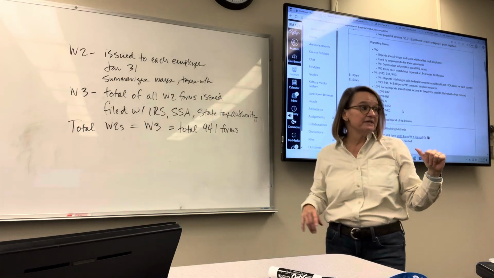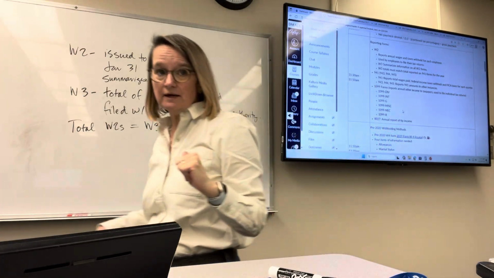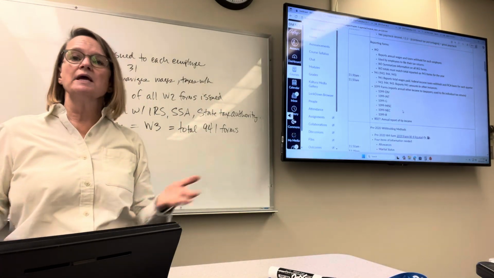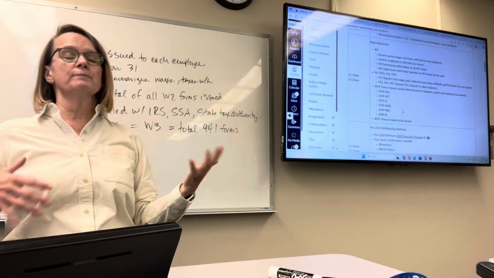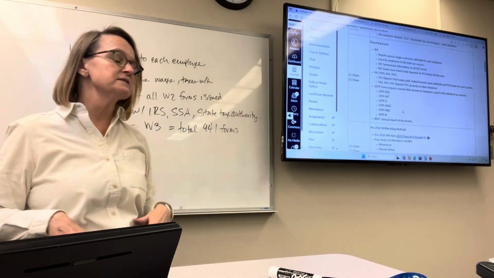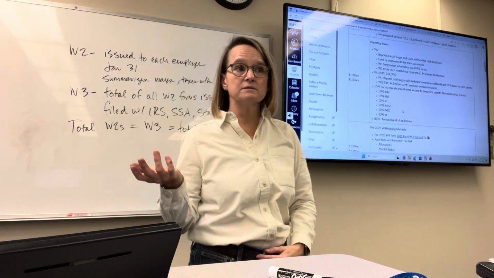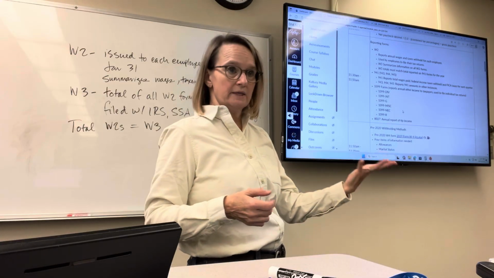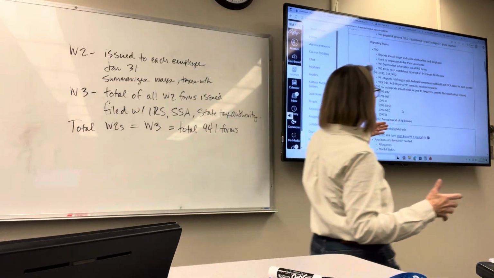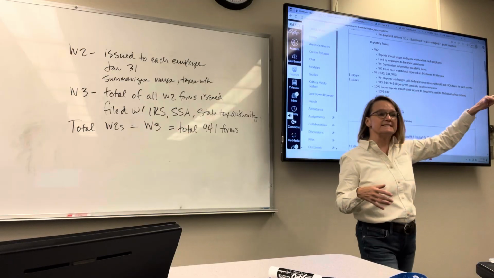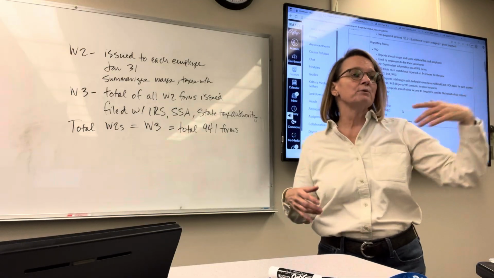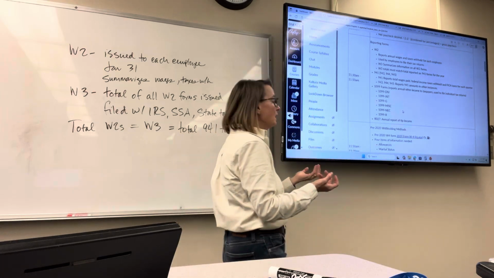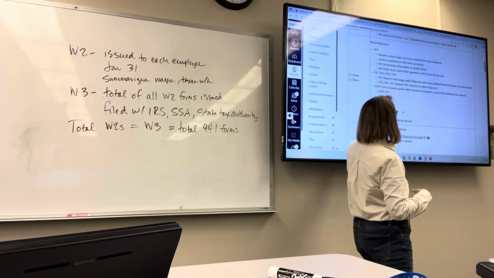1099 DIV form reports dividend income. So if you have a stock and it pays a dividend that you received during the year, it pays quarterly dividends. If the total dividends that were received exceed $10 for the year, then the individual who's receiving the dividends is going to get a 1099 DIV form that reports that amount that they'll then use to help prepare their tax return.